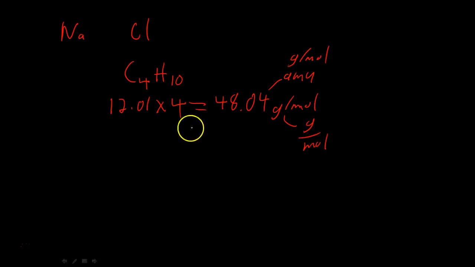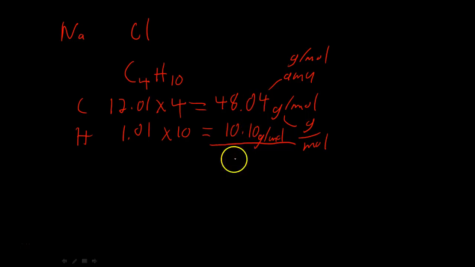We also need the hydrogens. Hydrogen has an atomic mass of 1.01, again I'm rounding a bit. We have 10 of these, so if we multiply that by 10, that would be 10.10 grams per mole. To find the total molar mass of this molecule, we just add these two together. Let me do the math. I believe it would be 58.14 grams per mole.